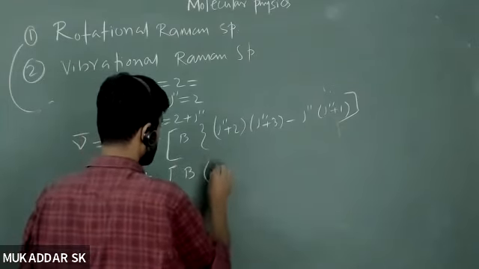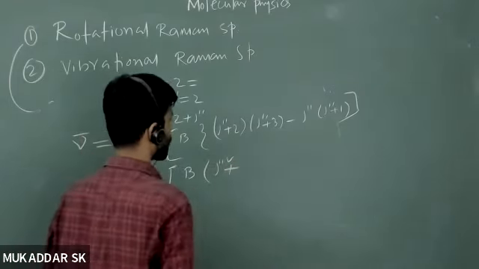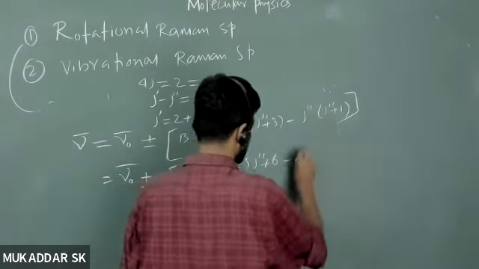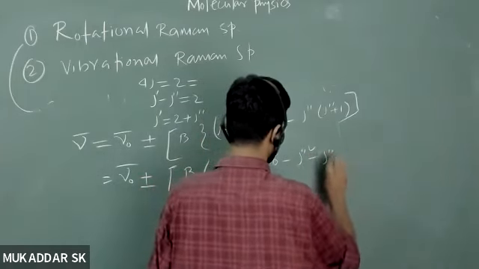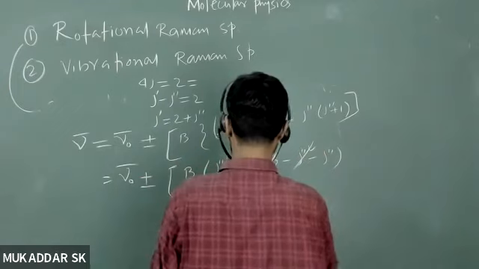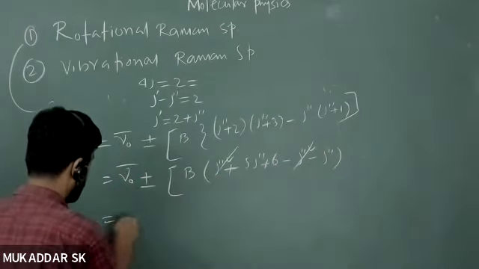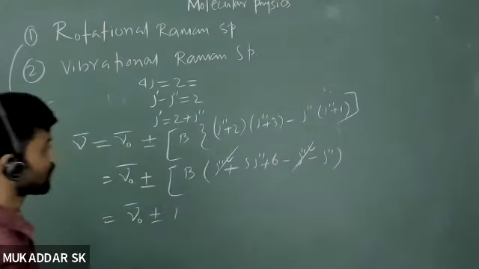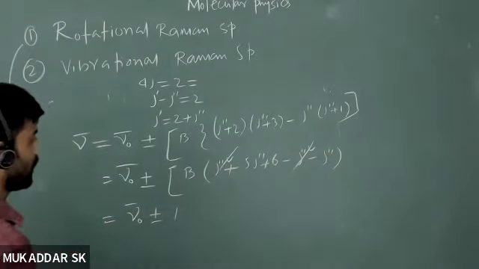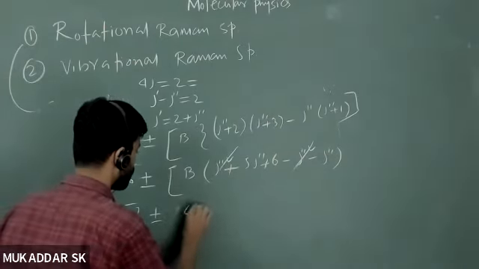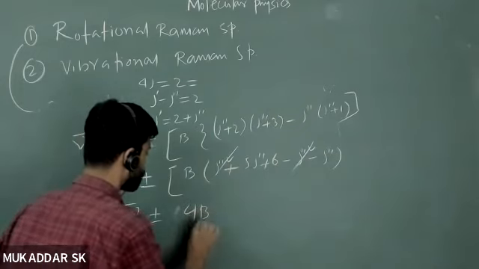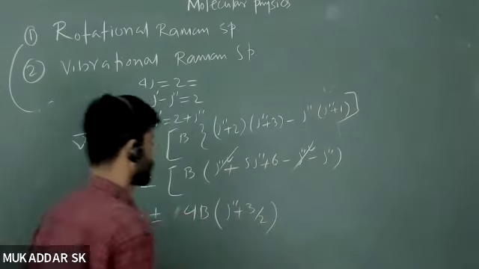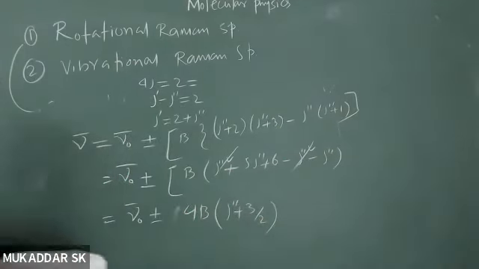b j'' square plus 5j'' plus 6 minus j'' square minus j''. This will be cancelled, so you will get nu 0 bar plus minus... how much are you getting? So 4j'' plus 6. If you take 4 common, it will be 4b (j'' plus 3/2).